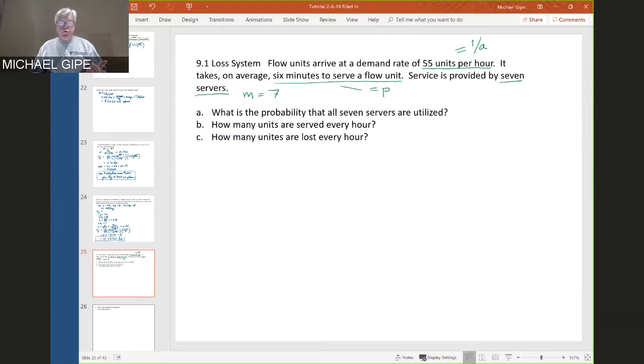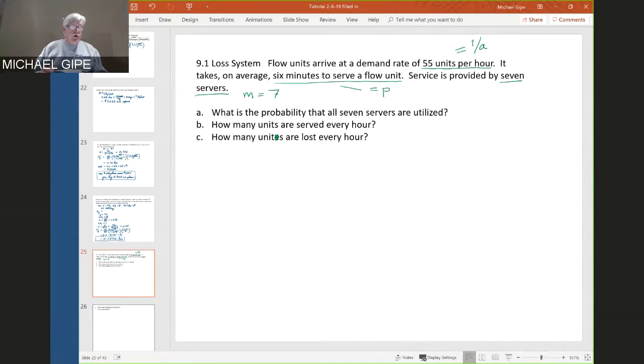We've got some questions. What's the probability that all 7 servers are utilized? How many units are served every hour? How many units are lost every hour? Okay, now we have some different things we're being asked. We don't ask about queue time because we have no queue. But now we're asking, what's the probability that we have a request coming in, demand coming in, but no server available to handle that demand? That's the case where that demand is lost, it goes away.